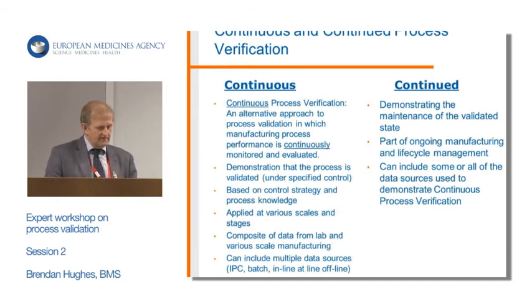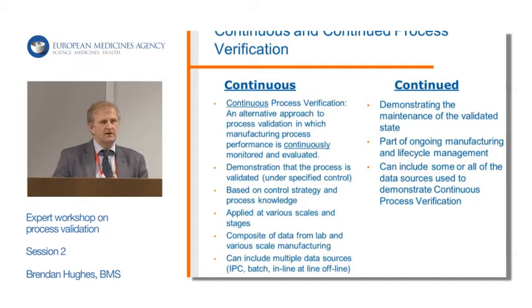So we have laboriously talked about continuous and continued. I think Kowid made a very nice summary, and we talked about this as an industry group yesterday as we prepared. The first definition that we arrived at, I think it's from ICH, is that continuous process verification is an alternative approach to process validation in which manufacturing process performance is continuously monitored and evaluated, so that it demonstrates that the process is under control. It's based on the control strategy and process knowledge.